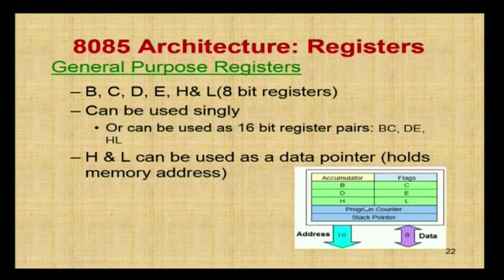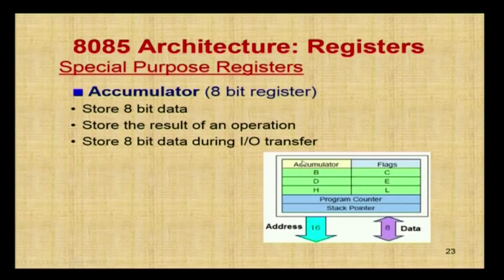Apart from holding data, the HL register pair can also hold an address. Not only can they hold data, but they can hold an address also. It can act as a pointer. Now, let us see the accumulator.